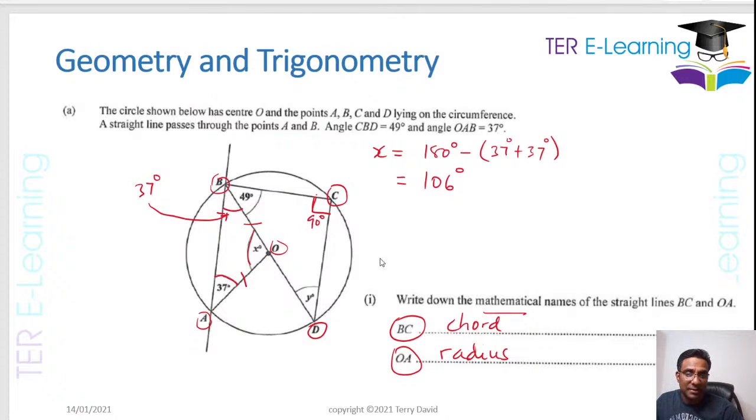That's what that means. So if you look carefully, you realize, wait a minute, I can solve for Y easily. So Y is simply equal to 180 degrees minus 49 degrees plus 90 degrees. So that is 180 minus 49 plus 90, and I'm going to get 41 degrees. So that's my angle Y.